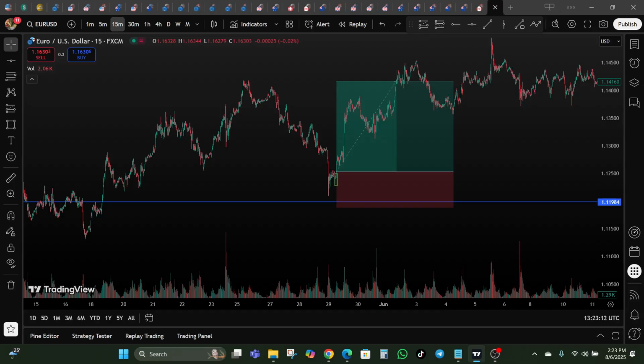So using volume with support and resistance zones gives you a tactical edge. You are no longer guessing. You are reading what the market is telling you through price and volume behavior.